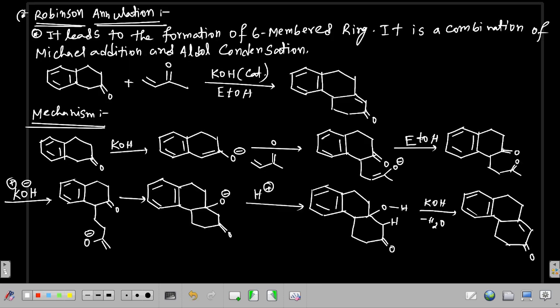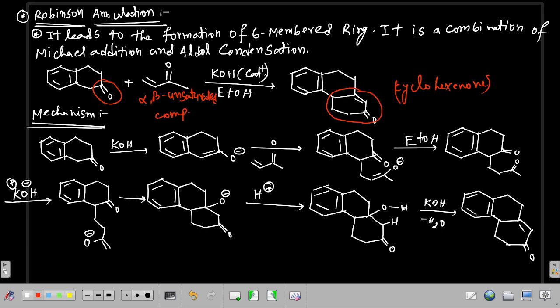Our next reaction is the Robinson annulation. In this reaction, it leads to the formation of a cyclohexene derivative, like a cyclohexenone derivative, by reaction of a carbonyl compound with an alpha beta unsaturated compound in presence of this base. Now we will see the mechanism of this reaction.